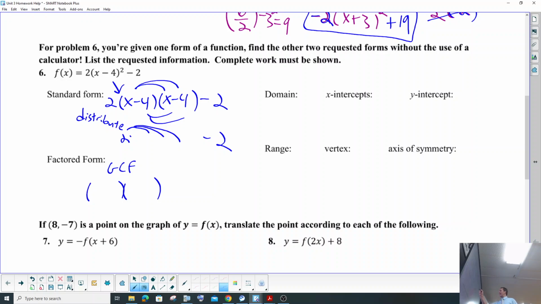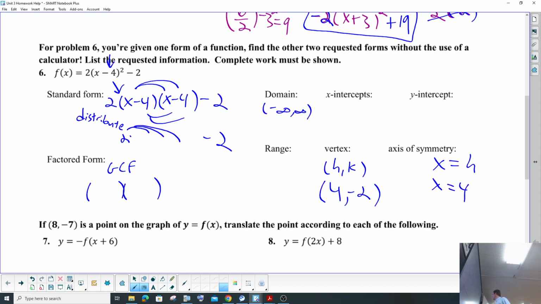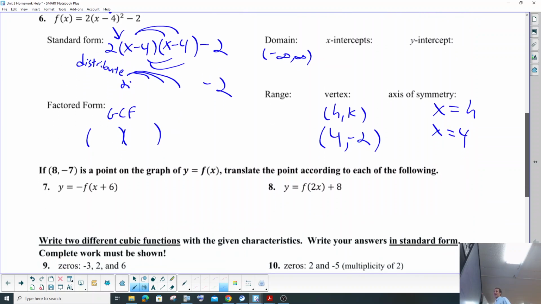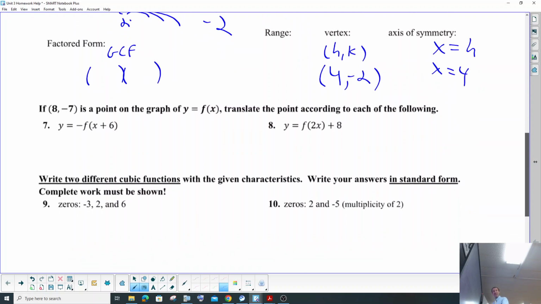And then do the domain and range, x-intercepts, y-intercepts, vertex, axis of symmetry, your HK as well as your axis of symmetry. So axis of symmetry is just x equals the h value, whatever that is. In fact, it's already here, you guys. So it's not a -4, but it's a +4, -2. Remember that for the vertex? Good. So go and finish number 6 there. That's some good hints, even though it's even.